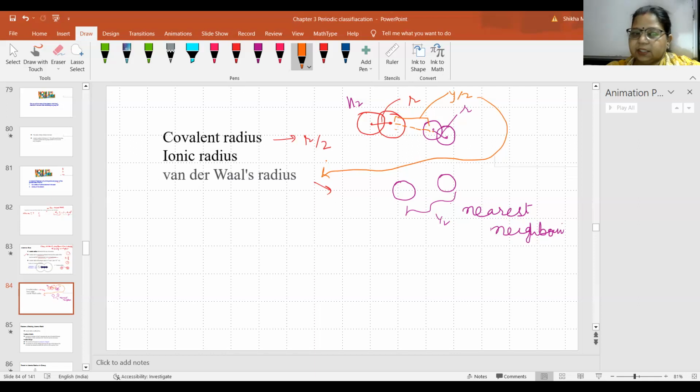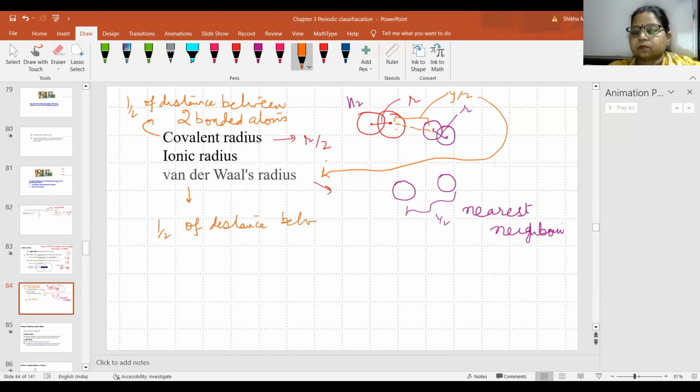So what I said here is that covalent radius is half of the distance between two bonded atoms. And van der Waals radius is half of the distance between two nearest non-bonded atoms.